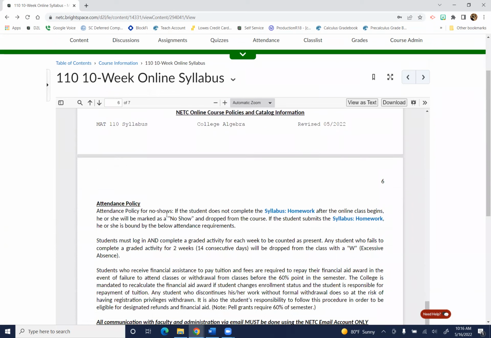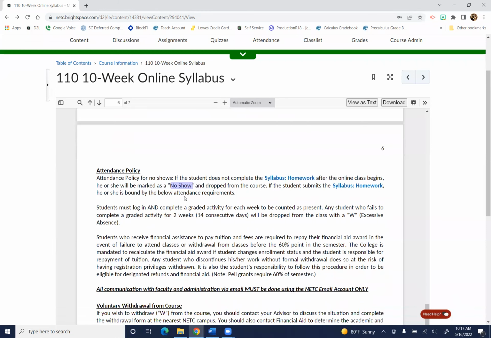All right, let's take a look at the attendance policy. So this is very important. You will need to complete. All right, this is a policy for no-shows. Okay, if a student does not complete the syllabus homework after the online class begins, then you will be dropped as a no-show for the course. Okay, if you do submit the syllabus homework, then you will be bound by the following attendance requirements.